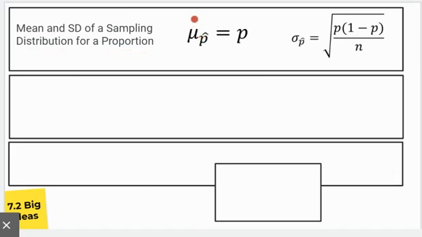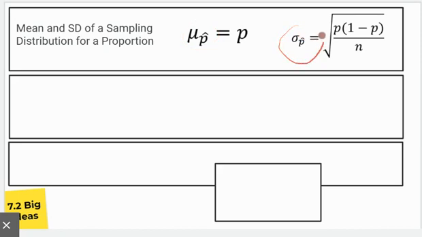But what we found out is that the mean of a sampling distribution for a proportion, and this is the notation for it, is equal to the population proportion. Whatever the population proportion is, that's going to be the mean of our sampling distribution that estimates that particular proportion.